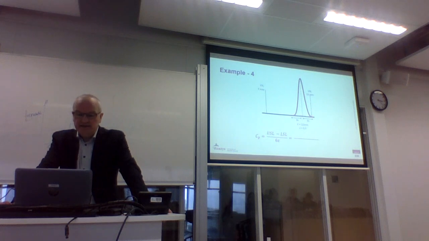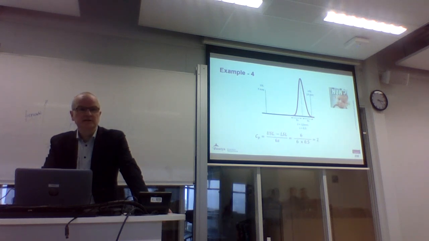What is USL minus LSL? 6, right? What is 6S? 3. So my CP is 2. It looks like a perfect process, doesn't it? Is it? No. But CP 2 is really good, isn't it?